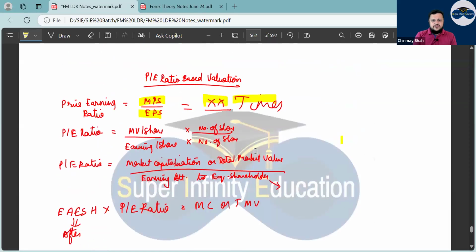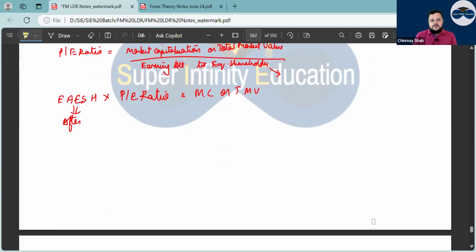Then you have P/E ratio based valuation. P/E ratio is what? MPS by EPS, right? That can be written as what? P/E ratio is equal to MPS into number of shares divided by EPS into number of shares, which gives you P/E ratio is equal to market capitalization or total market value divided by earnings attributable to what? Equity shareholders. When you rearrange this, right? EAESH into P/E ratio will give you what? Market value or market capitalization, total market value, right?